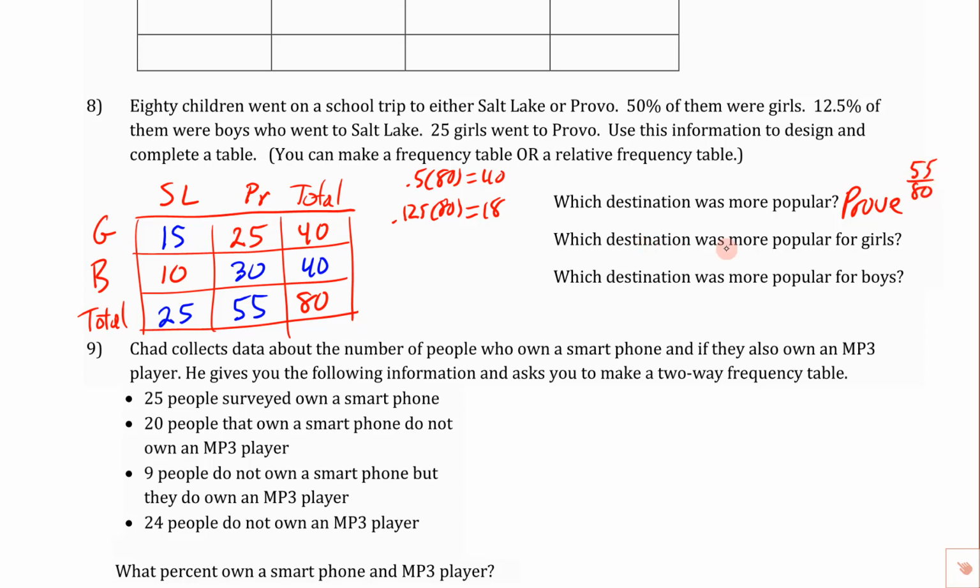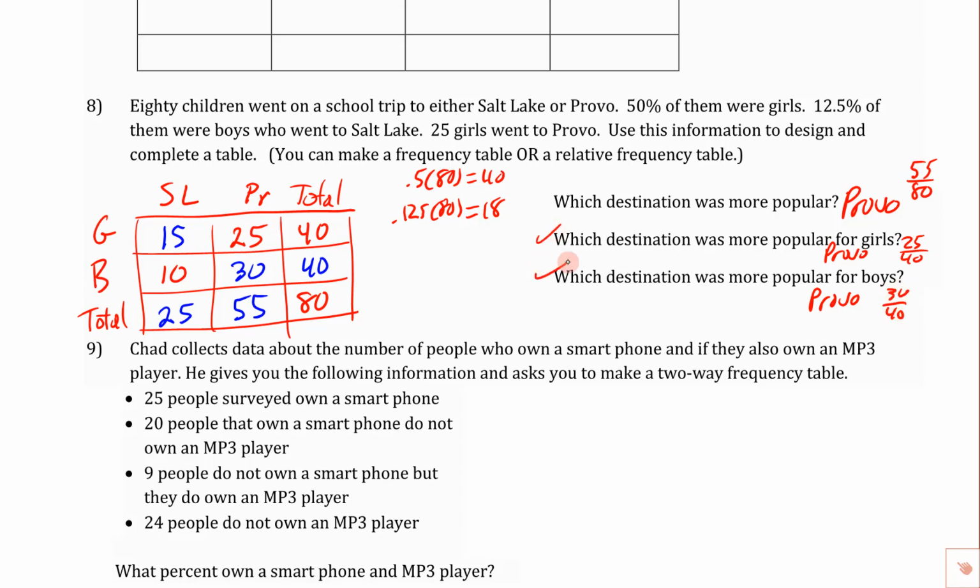So that's pretty good. Which destination was more popular for girls? Okay, so we're just looking at girls. Of the girls, 25 versus 15. So more girls went to Provo. So this is going to be Provo again. I guess I should write Provo rather than prove. So 25 out of 40. And then let's take a look down here. Which destination was more popular for boys? For boys, it looks like Provo also, 30 out of 40. So Provo also here, and 30 out of 40.